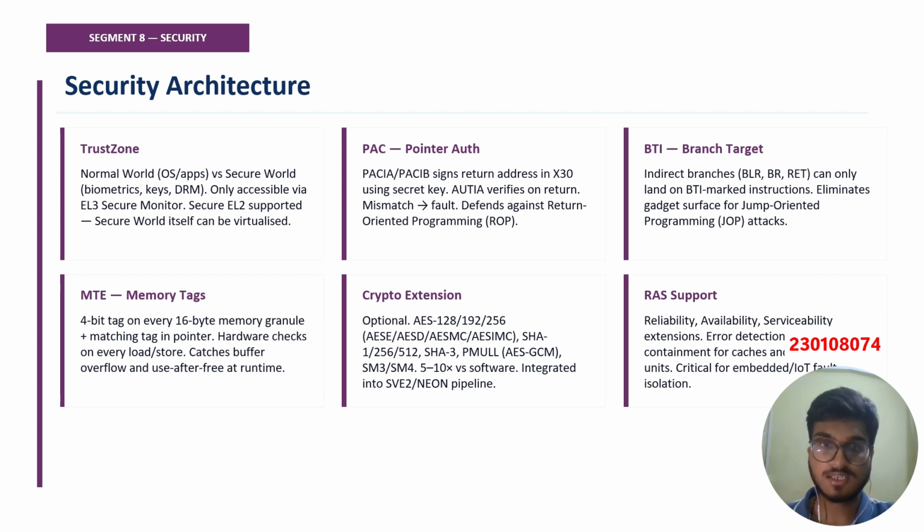Pointer authentication cryptographically signs return addresses to prevent return-oriented programming attacks using PACIA-PACIB instruction families. Branch target identification enforces that indirect branches can only land on explicitly marked target instructions, defending against Spectre-like exploits. Memory tagging extension tags pointers and memory regions to detect use after free and buffer overflow bugs at runtime. Widely deployed in Android 16 Plus for system processes.